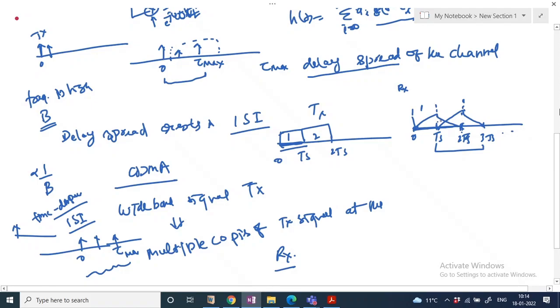It is like a non-zero. So here you can see this portion is interfering. The last portion of that first frame is going to cause interference in the second time frame. Okay, so this is called inter-symbol interference. When previous symbols cause interference in the current time frame, that is called inter-symbol interference. So that is the ISI.